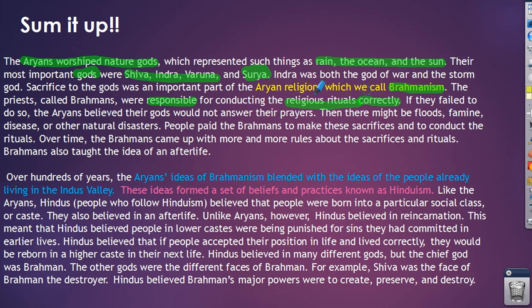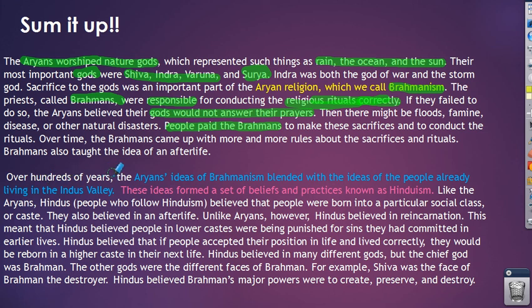So basically, if the Brahmins messed up and did something incorrectly, then they thought that the gods would not answer the prayers. Then there might be floods, famine, disease, or other natural disasters. People paid the Brahmins to make these sacrifices and to conduct the rituals. Over time, the Brahmins came up with more and more rules about the sacrifices and rituals. What does that tell you? Brahmins also taught the idea of an afterlife.